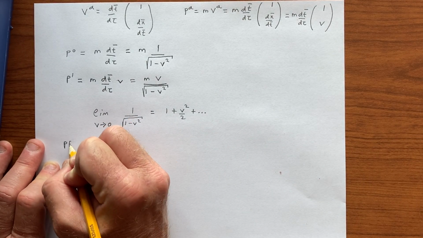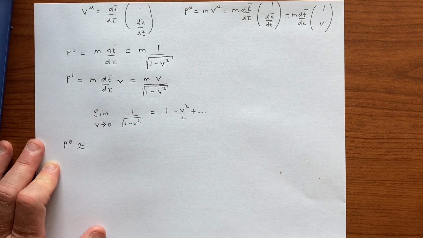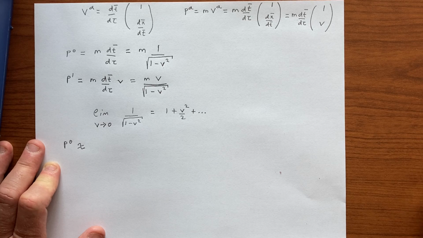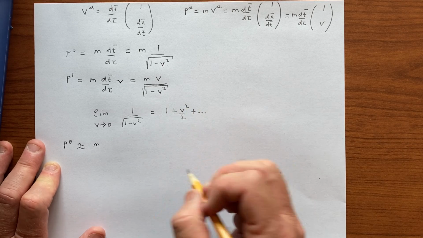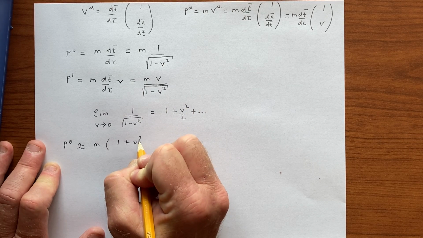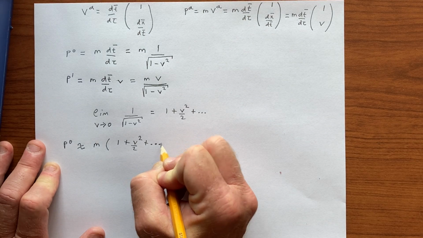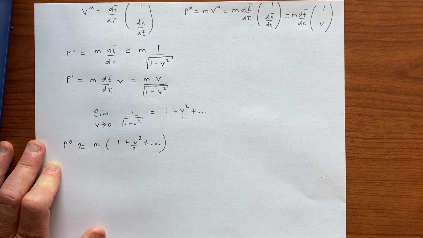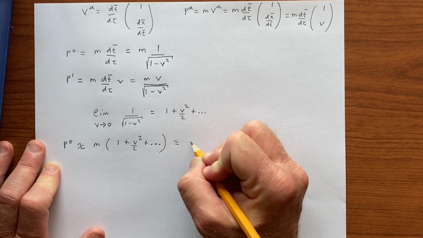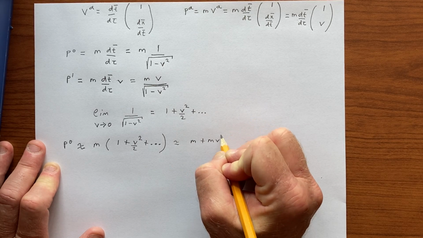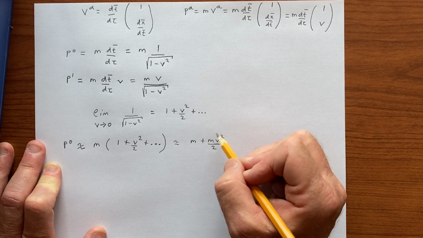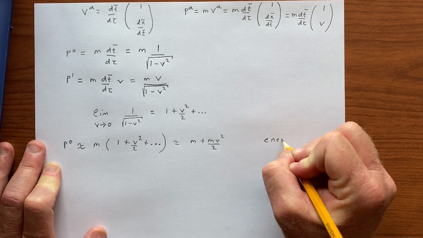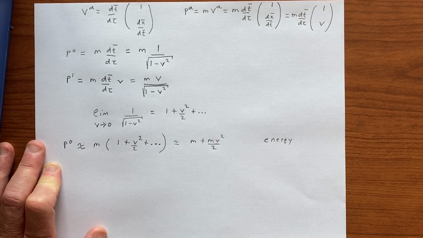So we can see that the P0, now this is an approximation because it's small v, so we get m. Now we're going to replace this with this. So we get 1 plus v squared over 2 plus terms that we can ignore because they're too small. And so this approximates to m plus mv squared over 2. And so we can see from this term here, that's a kinetic energy term, so this thing must be an energy.